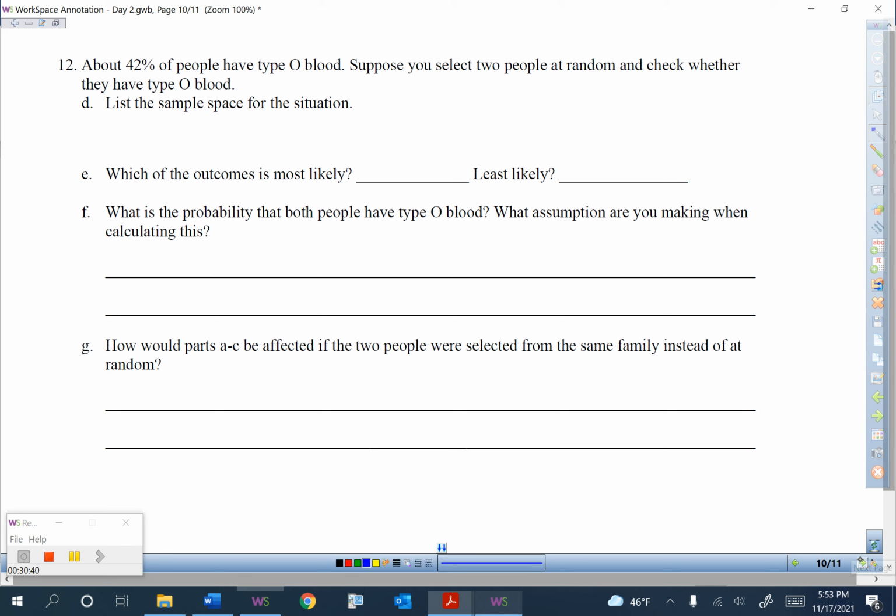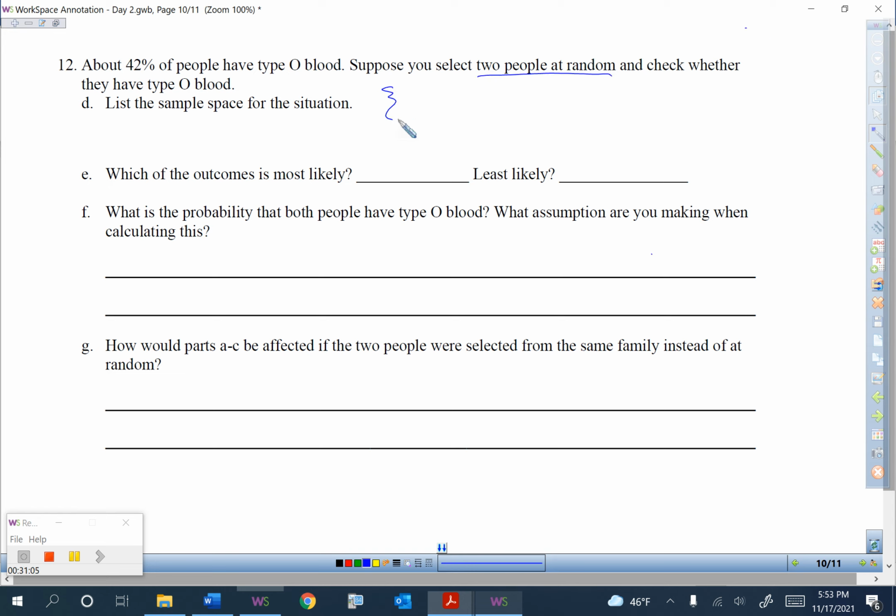Next one is looking at a sample space again, but this time our sample space has a situation where your outcomes are not equally likely. We're not doing heads and tails where heads and tails are equally likely. We're going to talk about blood type. It says 42% of people have type O blood, and we want to look at 2 people at random and check whether they have type O.